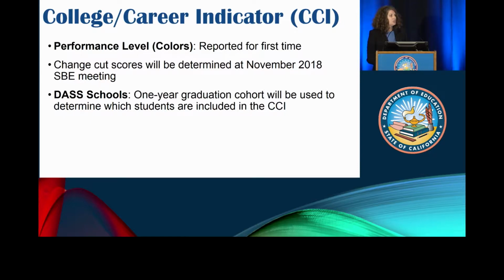We will need to take change cut scores to the State Board of Education. So this will be another thing that they will need to act on in November. And then for our dashboard alternative schools, so our DAS schools, the 1-year graduation rate will be used to determine who's going to be included in the college career indicator.